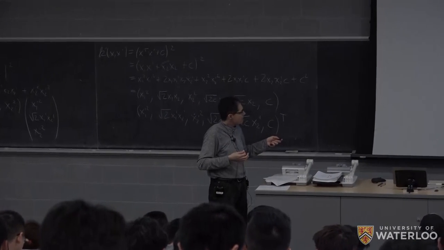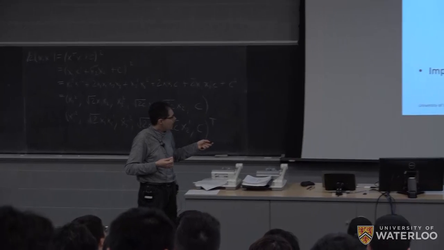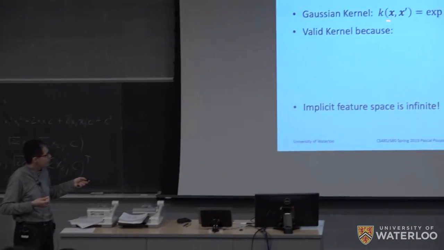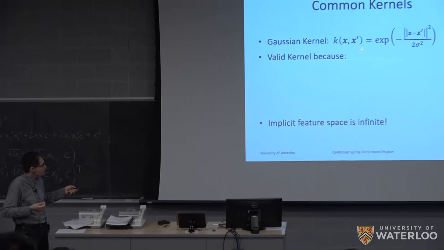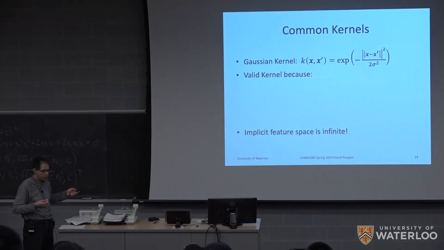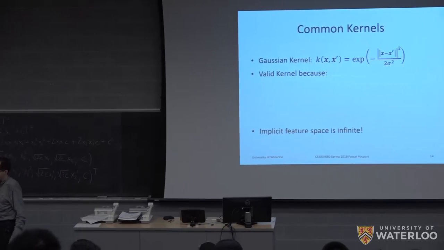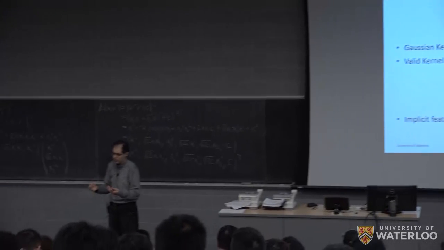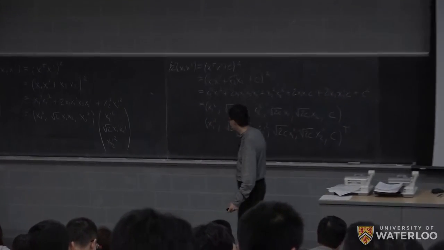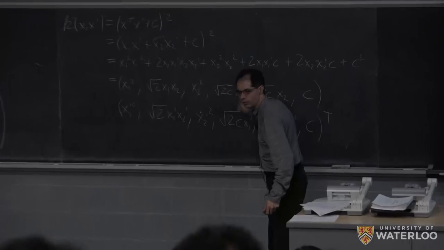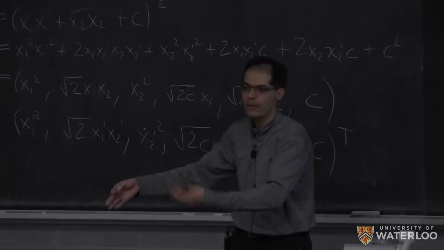Okay, so now an interesting question is, why is the Gaussian kernel a valid kernel? Here I'm claiming that it is a kernel. And if you recall, a function is a kernel as long as we can rewrite it as a dot product of two vectors in a new space.